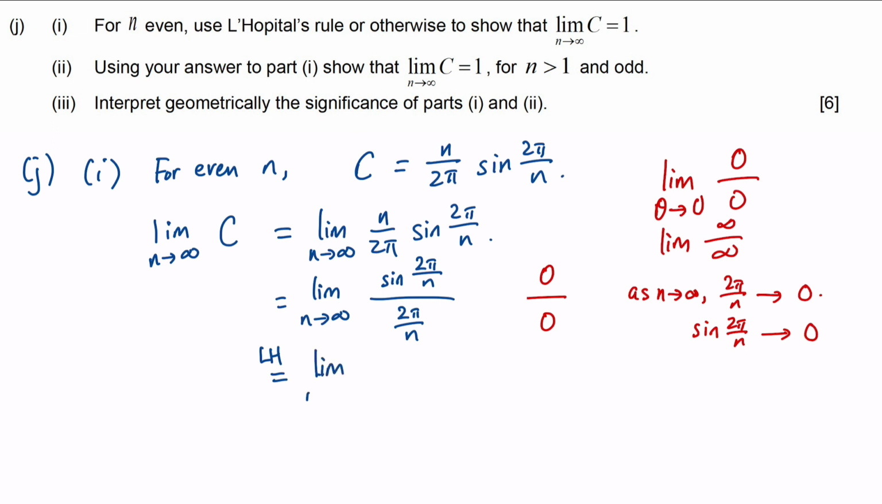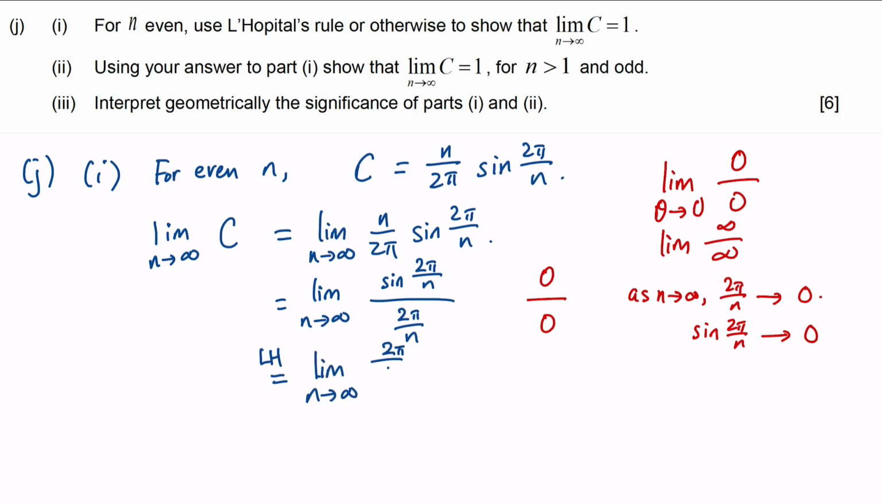This is the limit as n tends to infinity of minus 2 pi over n squared cosine of 2 pi over n, divided by minus 2 pi over n squared, which is the same as the limit as n tends to infinity of cosine 2 pi over n, which is equal to 1 overall. So this is using L'Hopital's rule to find this answer.